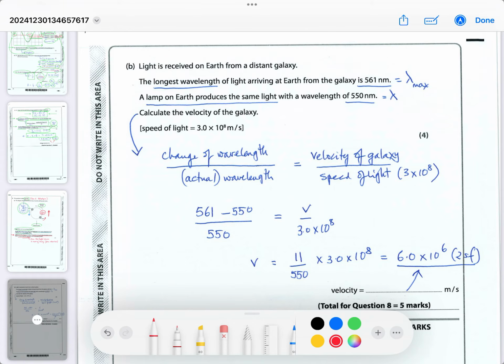Longer wavelength means redshift, because red is a longer wavelength than blue. It's the longest, so that'll be the maximum wavelength. And then it says that a lamp on Earth, I'm deliberately not making it in red, produces the same light, but this time with a wavelength of 550 nanometers. So if it's on Earth, it's obviously not moving away from us because we are on Earth.